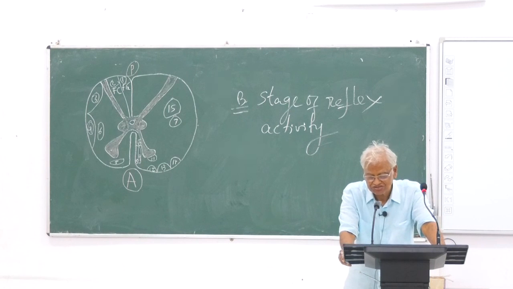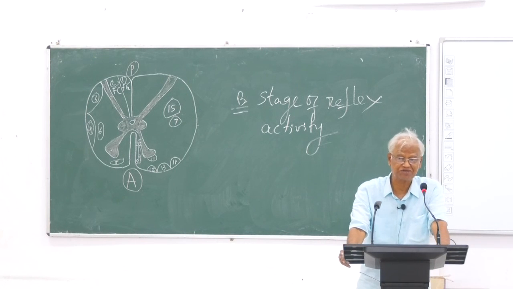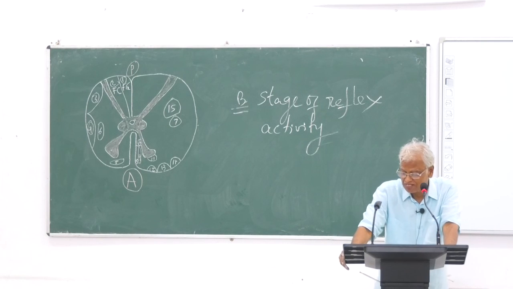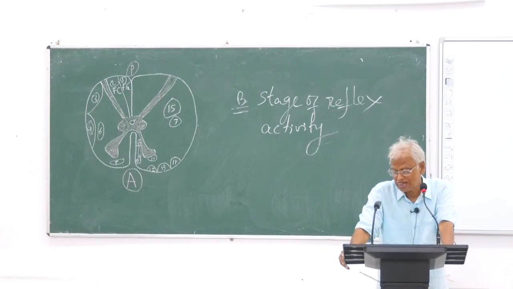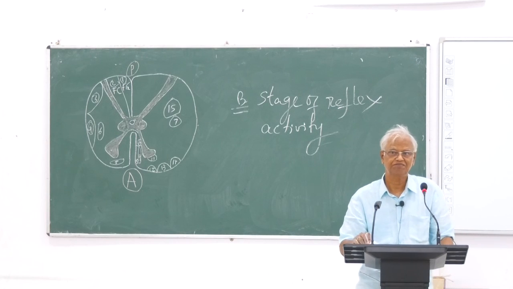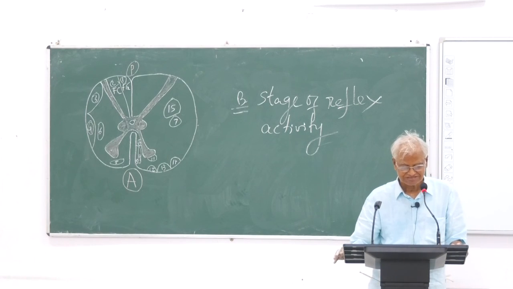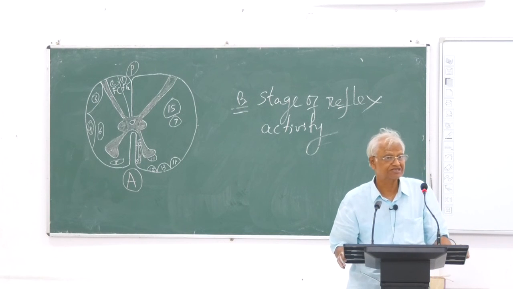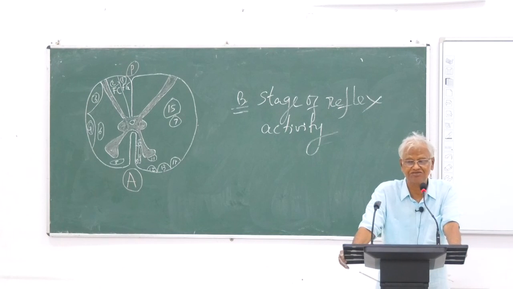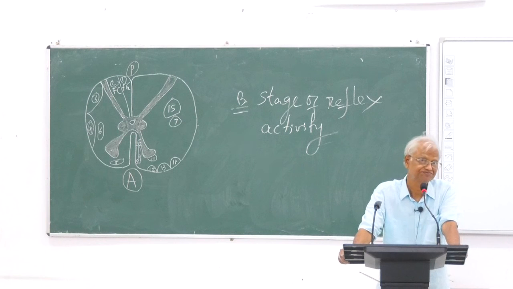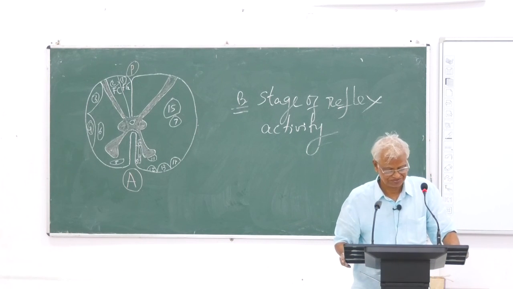Number D, sweating. There will be excessive sweating. If you pinch on the medial aspect of the upper thigh, there will be sweating. And number E, BP will be increased. The blood pressure will increase. So this is the second stage. Third stage is, not in everybody, only those poor fellows it happens, stage of reflex failure.